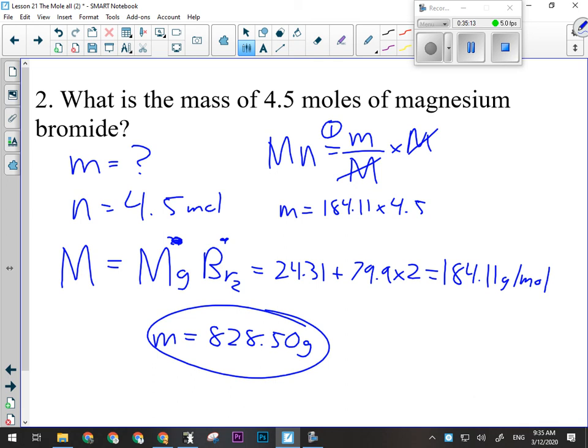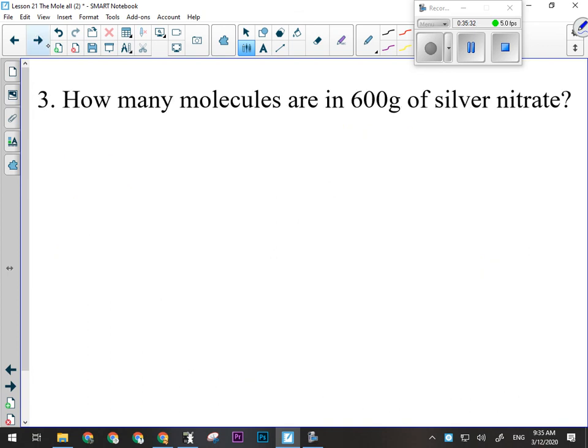So the next two questions are going to ask us to do one of two things: either calculate the number of particles, or they'll give us the number of particles and ask us to calculate the mass. So it's going to combine using Avogadro's number with the mole equation. It's just one small extra step. Copy this one down and we'll go through it in a sec. How many molecules are in 600 grams of silver nitrate?